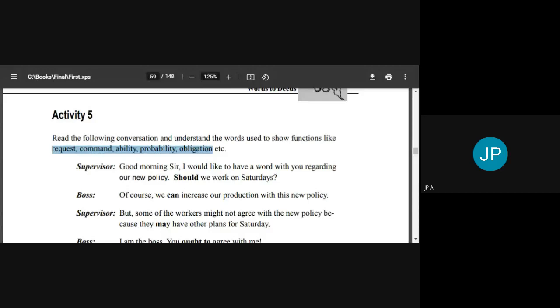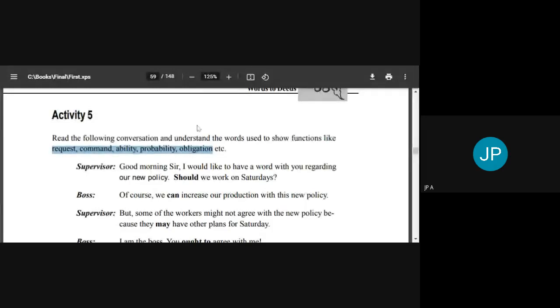But some of the workers might not agree with the new policy because they may have other plans for Saturday. What is the function of may here? It may rain. They may have other plans. Yes, Rajalakshmi, it is probability or possibility. They may have other plans. It is possibility or probability.